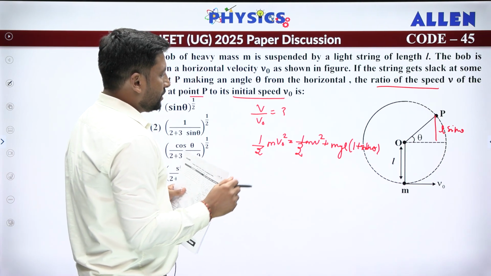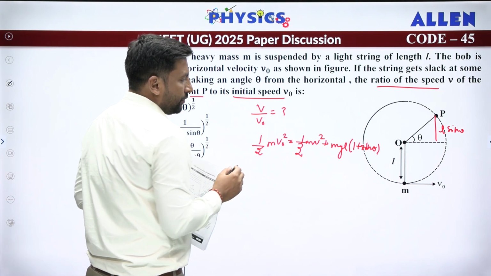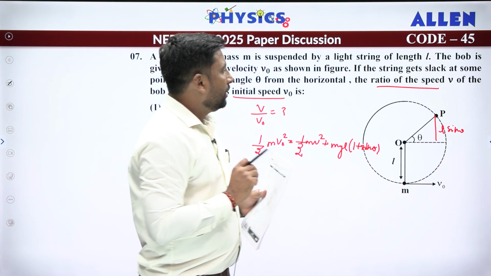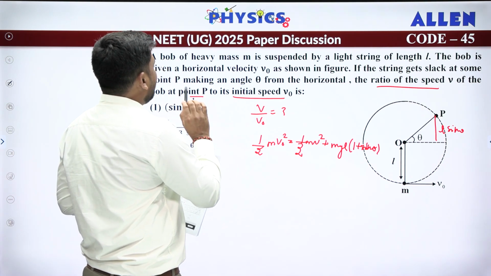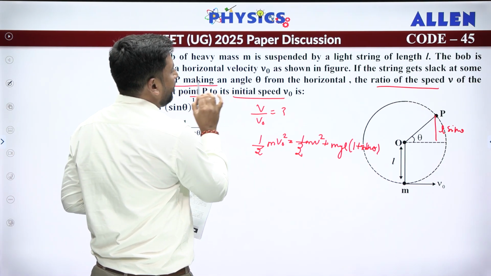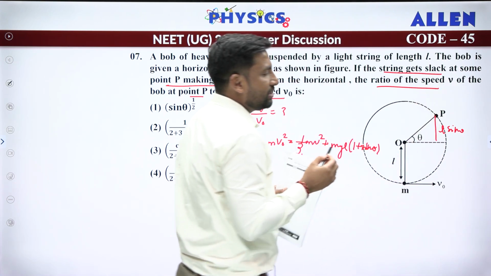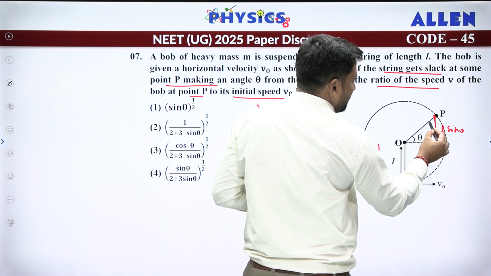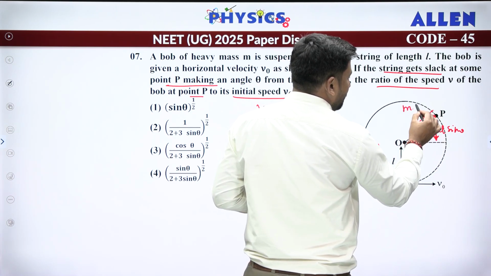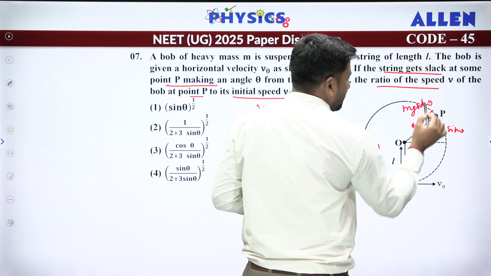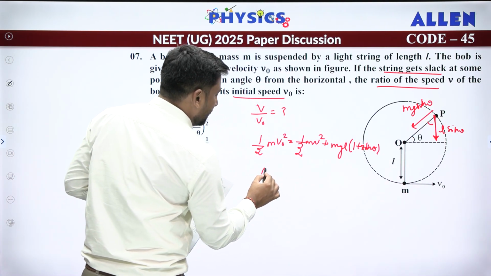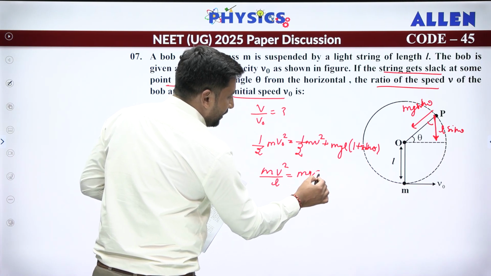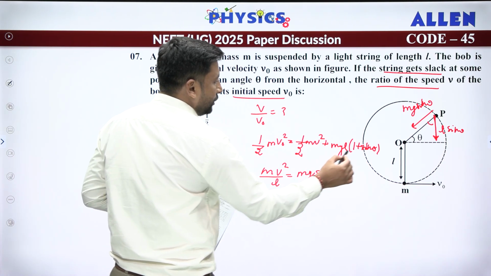Now the second equation, we have to apply the centripetal force equation at point P. They have given that the string is getting slack at point P. So at point P, the string gets slack, meaning the tension has to be 0. So at point P, the mg will be acting here and the component of mg in this direction is mg sine theta. It will be providing the centripetal force. So the second equation we will write: m v square by L will be equal to mg sine of theta. So these are the two equations.